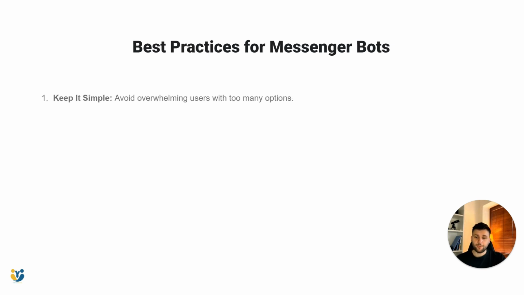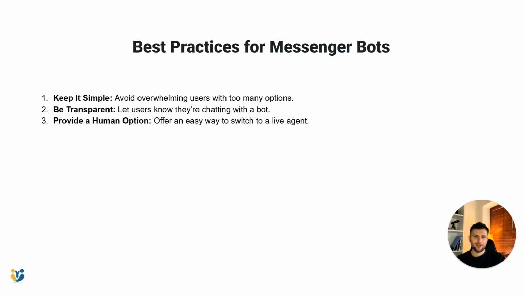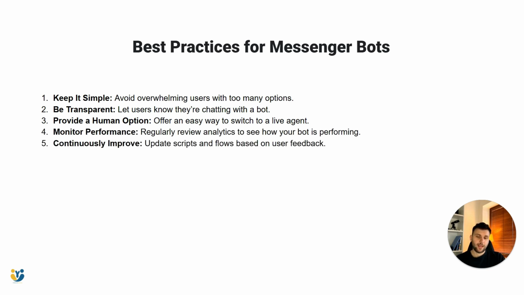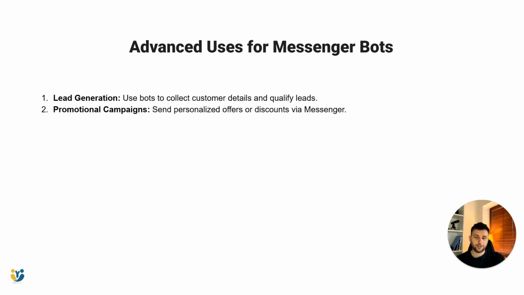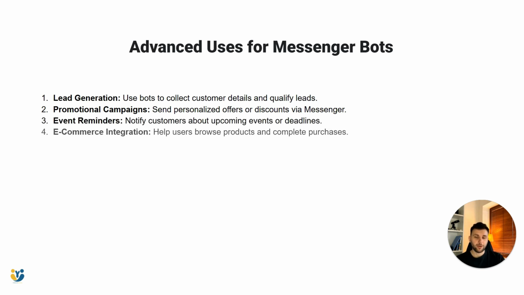Now, best practices for messenger bots. First of all, make sure you keep it simple. Second, be transparent. Let them know they're not chatting with a human being. Provide a human option. That's very important. You just don't want to be relying on bots all the time. Monitor performance, right? And make sure you continuously improve your scripts and the customer flows based on the feedback of your users. Now, how else can you use your messenger bots? You can use them for lead generation, promotional campaigns, event reminders, e-commerce integration, and feedback collection, right? Think about how much more you can use them.